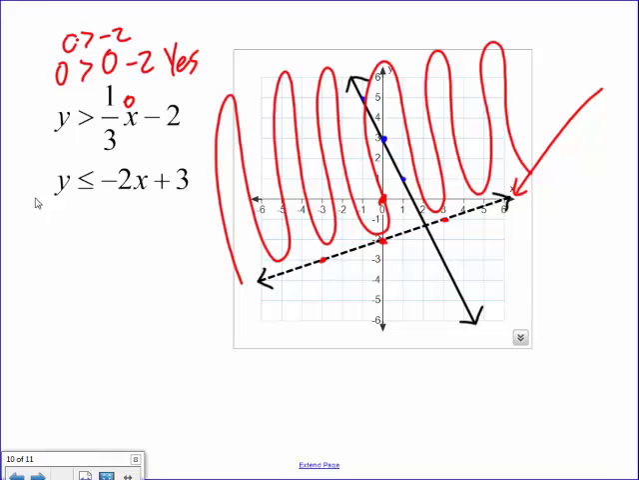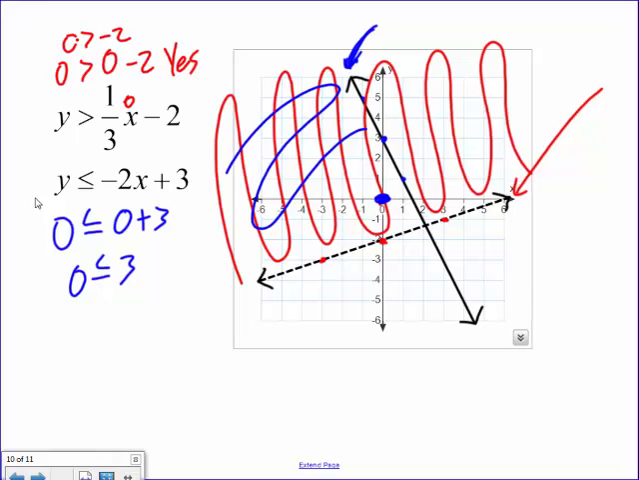Okay? So now I do the same thing to the other one. Can I test 0, 0? Yeah, it's not on the line, so I can test 0, 0. So 0 less than or equal to 0 plus 3. Is 0 less than or equal to 3? Yes, it is. So I shade on that side. What line am I looking at? I'm looking at this one right here, right? This black solid one.